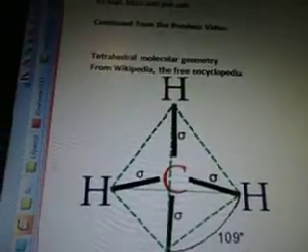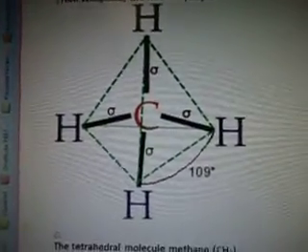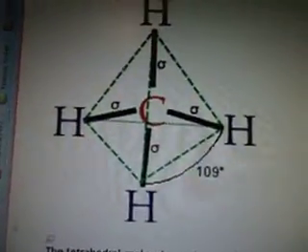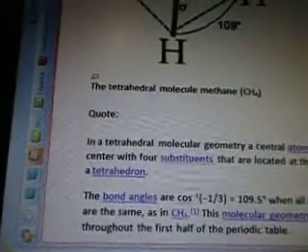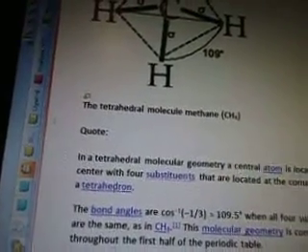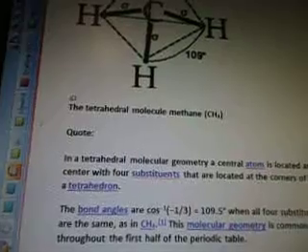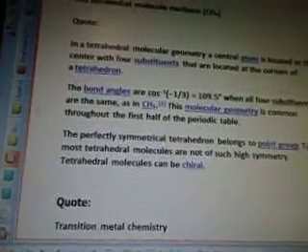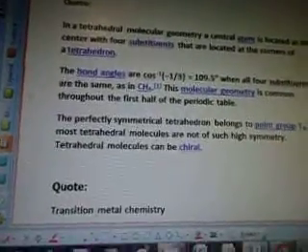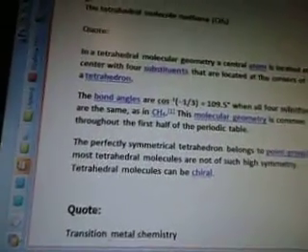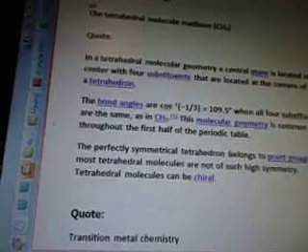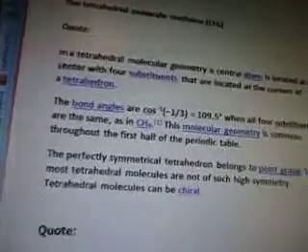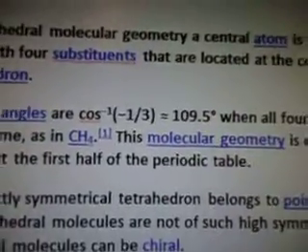Tetrahedral molecular geometry. This is a graph of it. See the three H's and the C in the middle, which would be the core. The tetrahedral molecule methane, CH4. Quote, in a tetrahedral molecular geometry, a central atom is located at the center with four substituents that are located at the corners of this tetrahedron. The bond angles are this formula here.